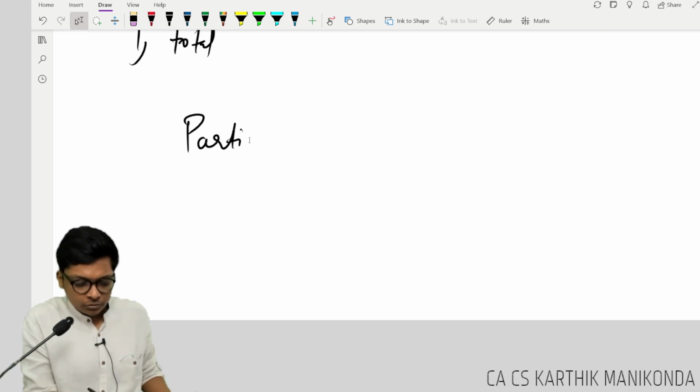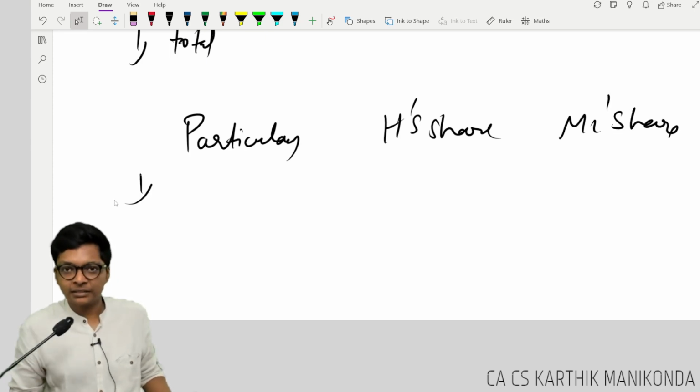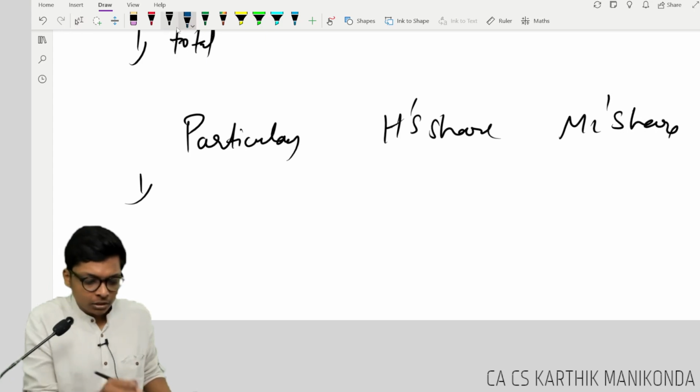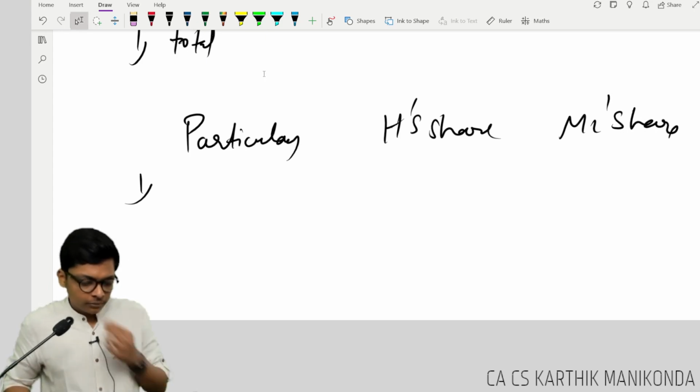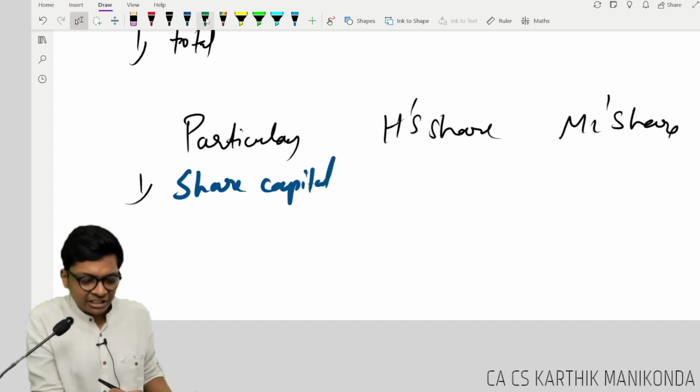Particulars, HS share, minority interest share. Are you following, guys? Okay. Now, what is the out of the share capital of the company? Whose share capital?